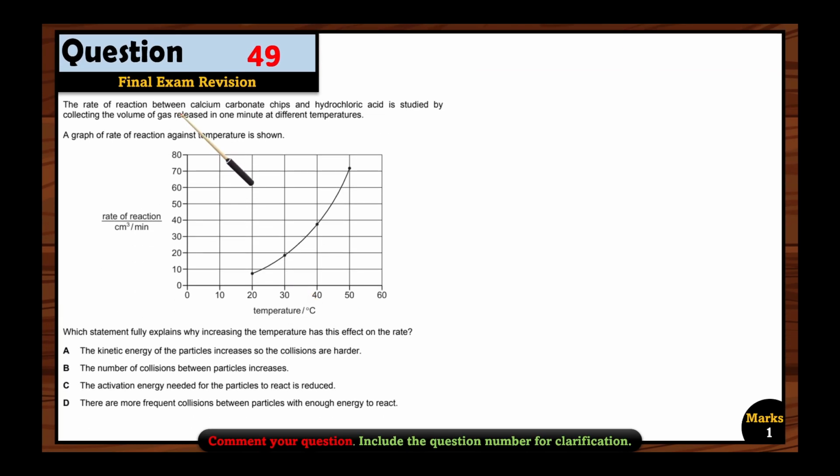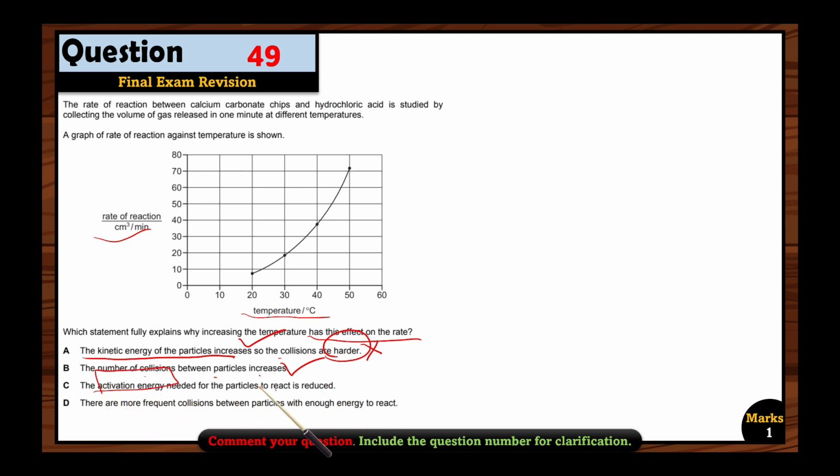Question 49. The rate of the reaction between calcium carbonate chips and HCl is studied by collecting the volume of the gas produced in 1 minute at different temperatures. A graph of the rate of reaction against temperature is shown here. Which statement fully explains why increasing the temperature has this effect on the rate? The kinetic energy of the particles increases, so the collisions are harder? That's wrong. Collisions will be easier now. The number of collisions between particles increases? Yes, the number of collisions between particles will increase when you increase the temperature. But you have to read all the statements. The activation energy needed for the particles to react is reduced.